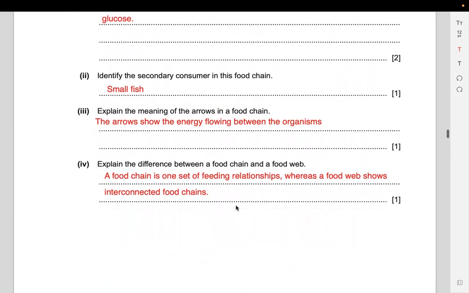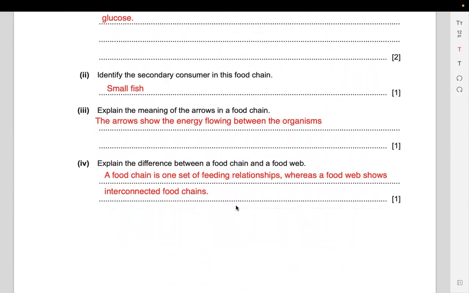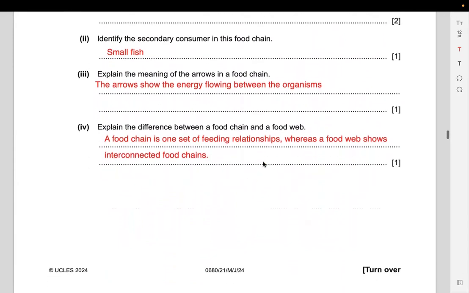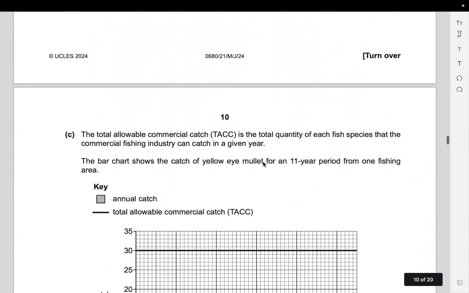Difference between a food chain and a food web. I got myself tied up in knots trying to answer this. I couldn't think of the easiest way to describe it. But a food chain is one set of feeding relationships. X eats Y eats Z, right? Whereas the food web shows interconnected food chains. I think that would get the mark.